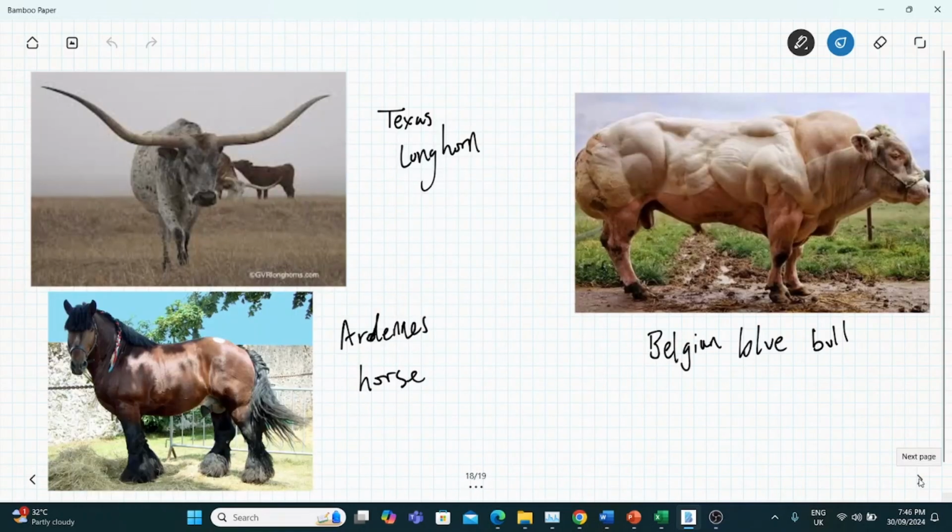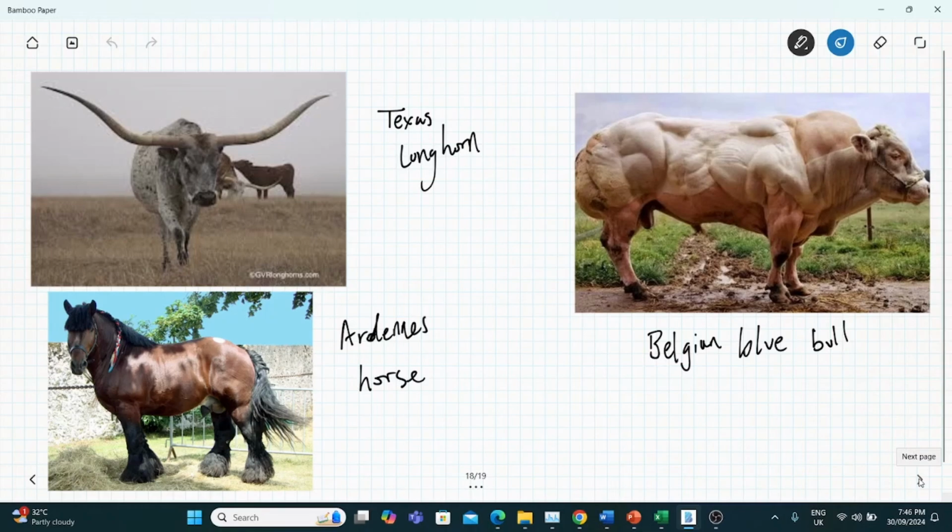We can do it for farm animals as well. So as you can see, you've got the Texas Longhorn with these crazy long horns. We've got the Ardennes horse, which is extremely muscular and can move a lot of weight. And we've got a Belgian Blue Bull, which presumably is going to provide us with some delicious steaks.